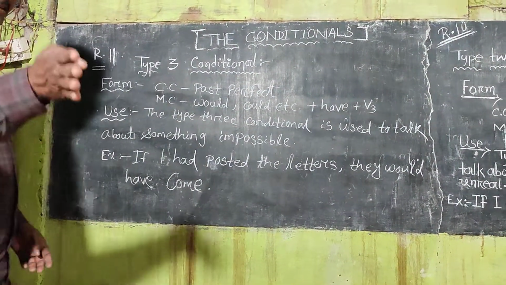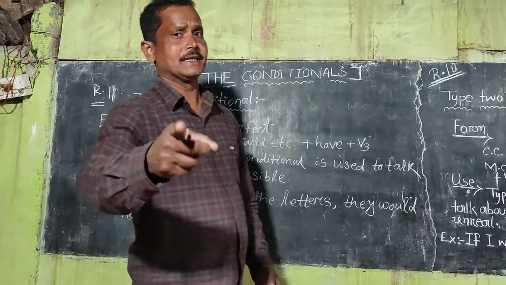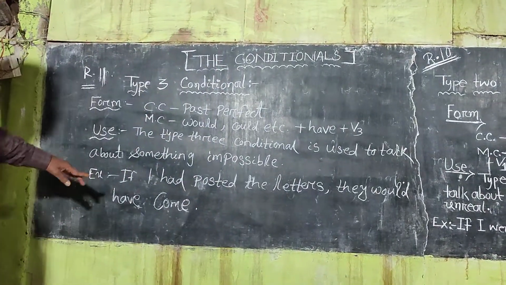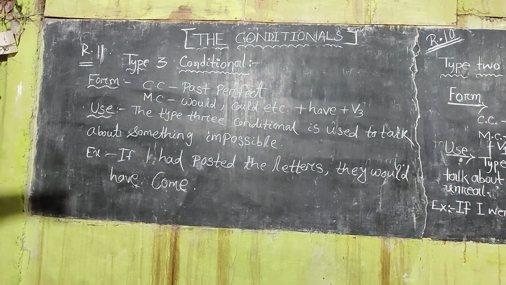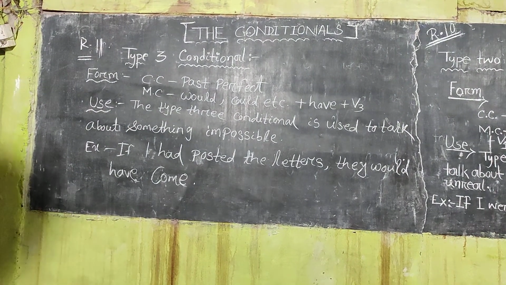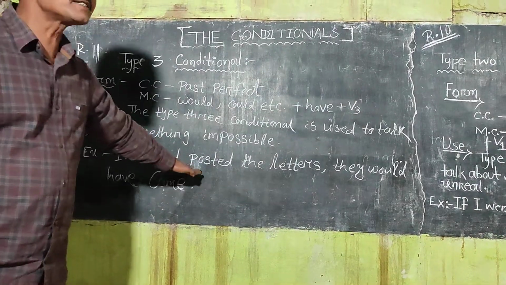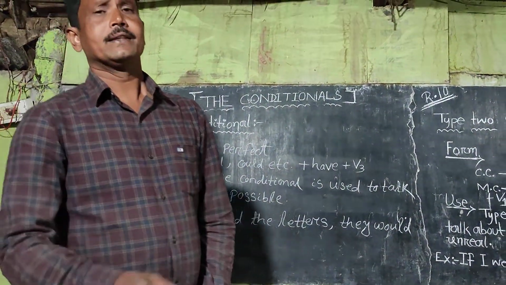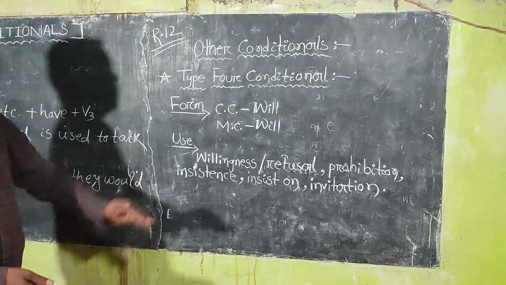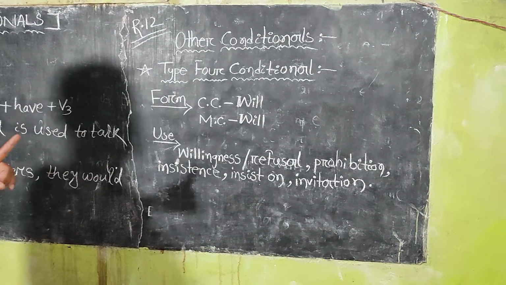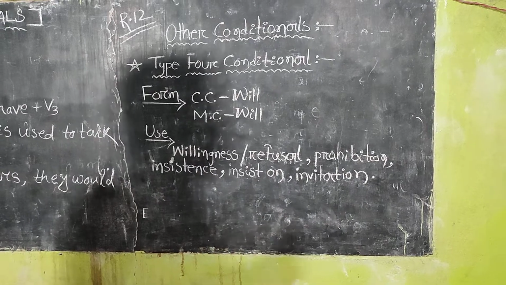The type 3 conditional is used to talk about something impossible. Example: if I had posted the letters, they would have come. This sentence says something impossible, so the type 3 conditional is used here. Rule number 12, other conditionals and type 4 conditional. What is its form? Its form is conditional clause.